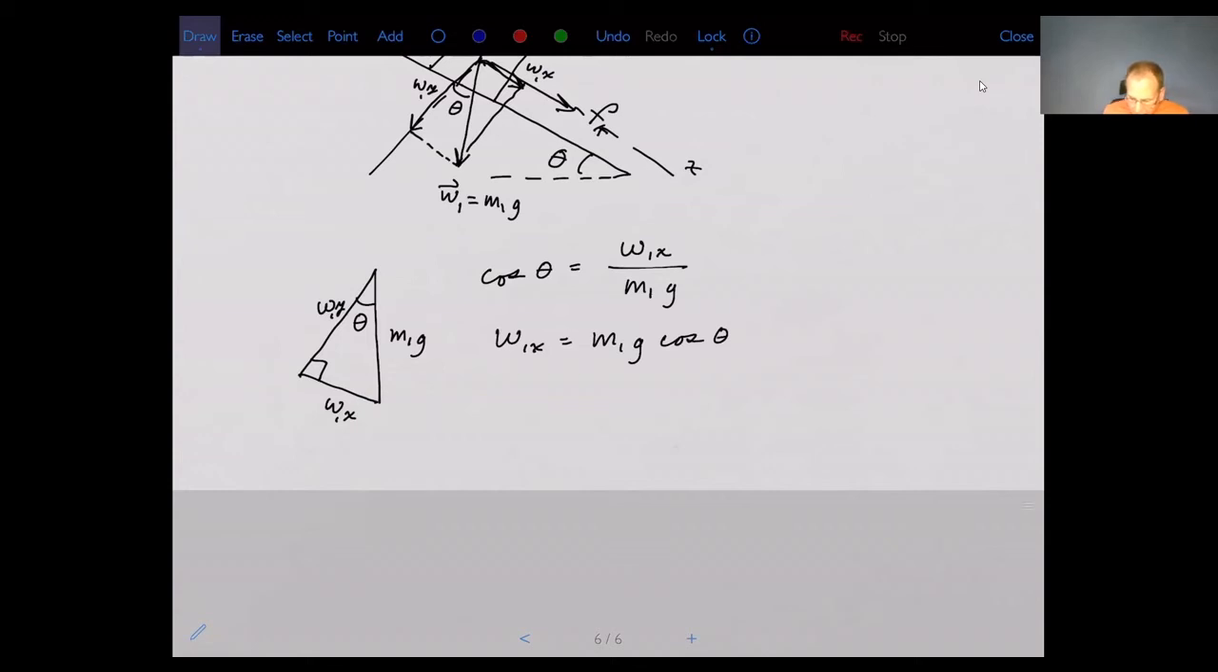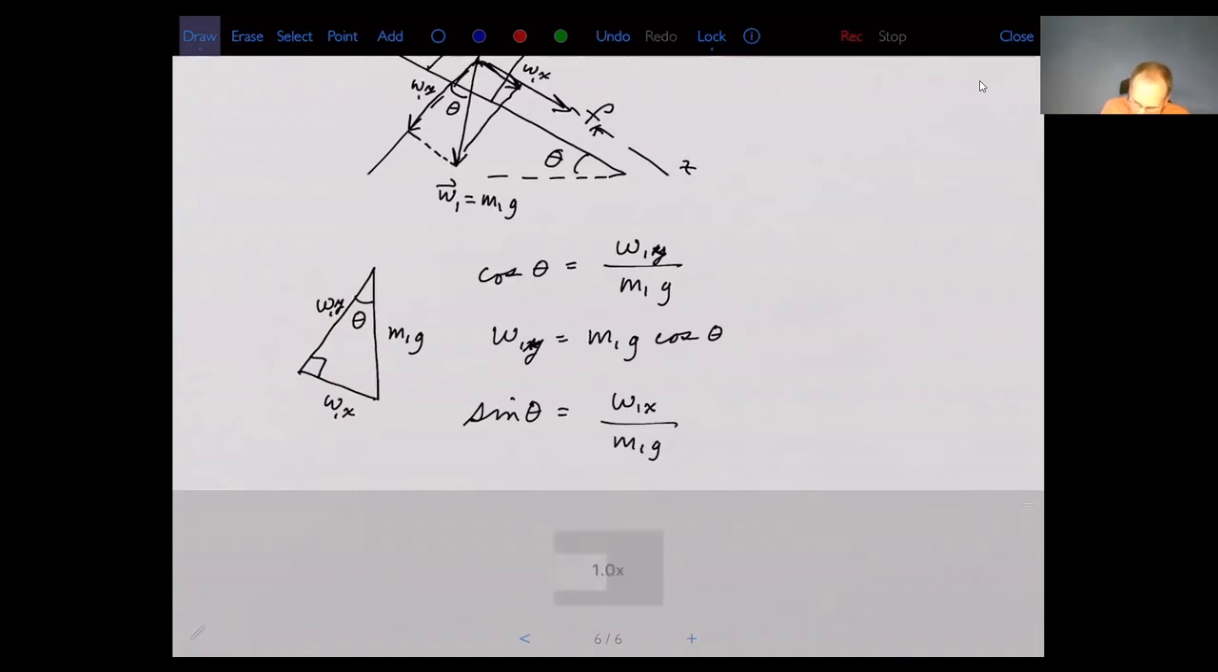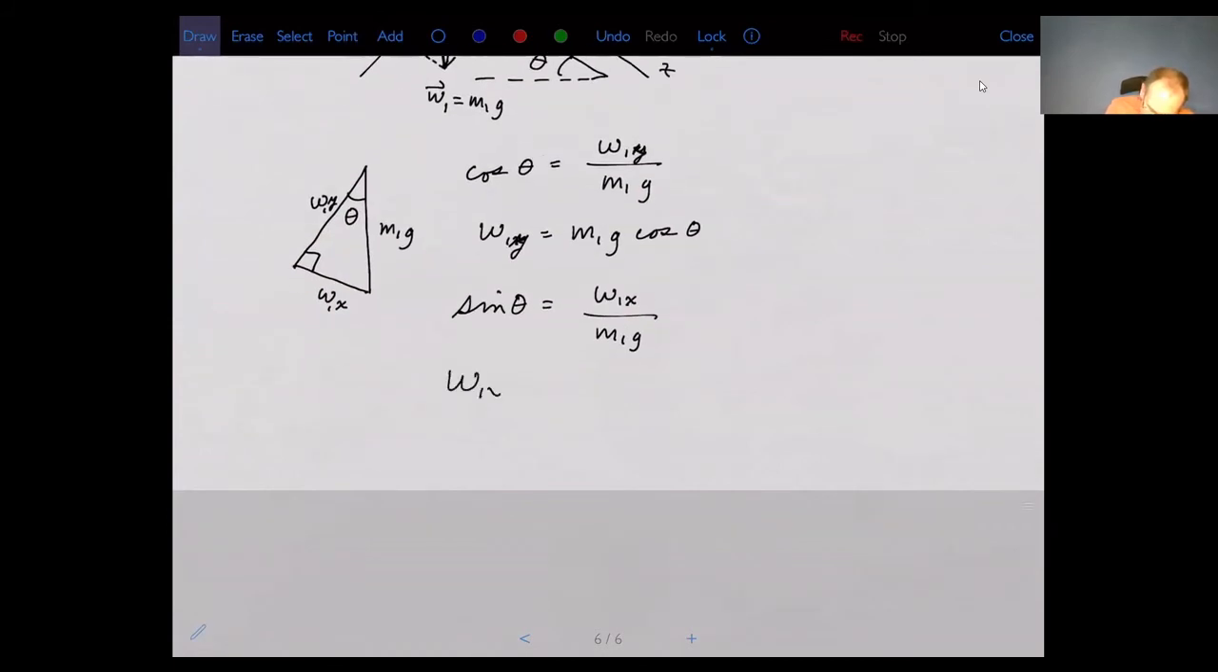Oh, hold on a second. I made a mistake there. This should be w1y, right? The y is adjacent to it. So this is w1y. And then opposite the angle theta is w1x, right? So this is the y adjacent, this is the x opposite. So what relates opposite to hypotenuse? That's sine, right? So I know that sine of theta is equal to w1x divided by m1g. And if I solve for w1x, it's going to be m1g sine of theta.